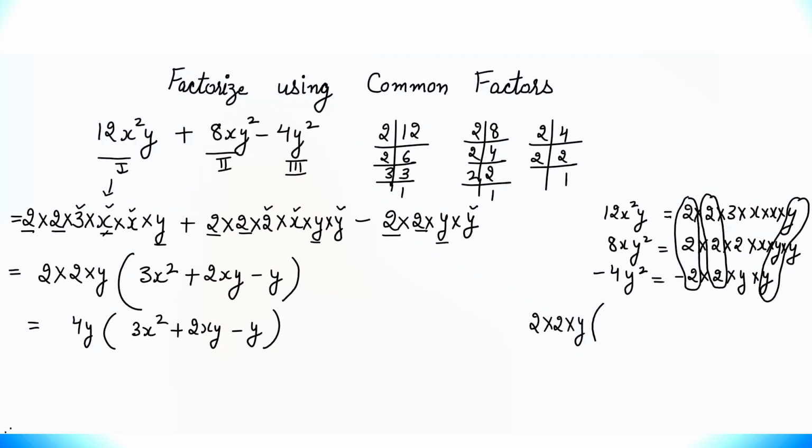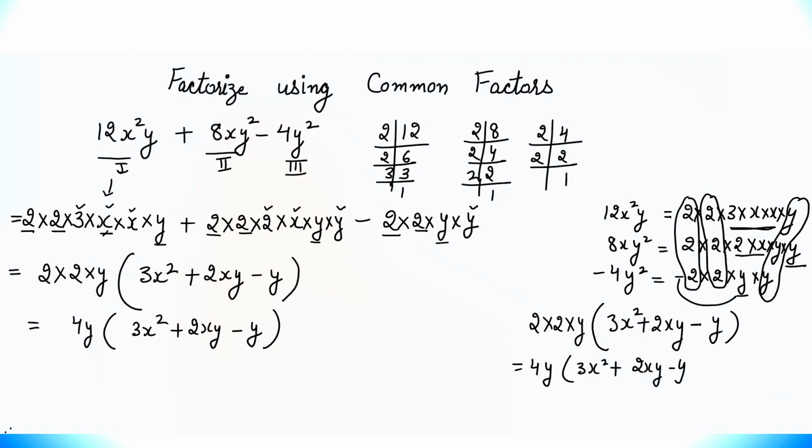Now what is left? It is visible. In the first term, 3x square is left. In the second one, we see 2x and y, so we'll write plus 2xy. And in the third one, only y is left, and you have to see this negative sign along with it, so we'll write negative y. So we are getting the same answer. I have done it in two different ways. Whichever way you think is easy for you, you can go with that way. So that is how we can factorize using the common factors.